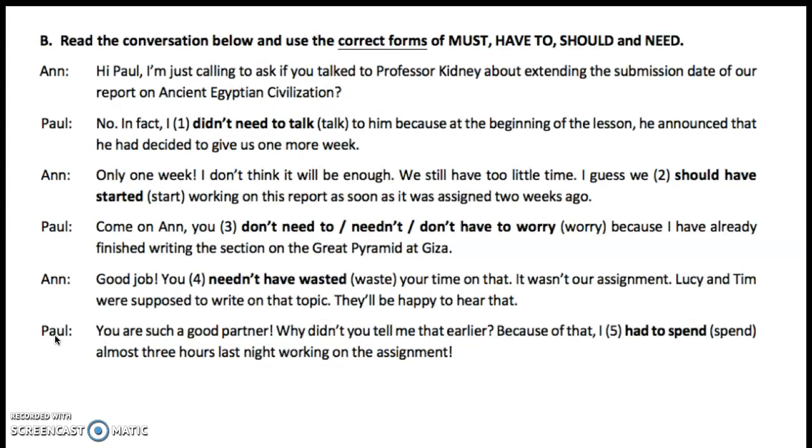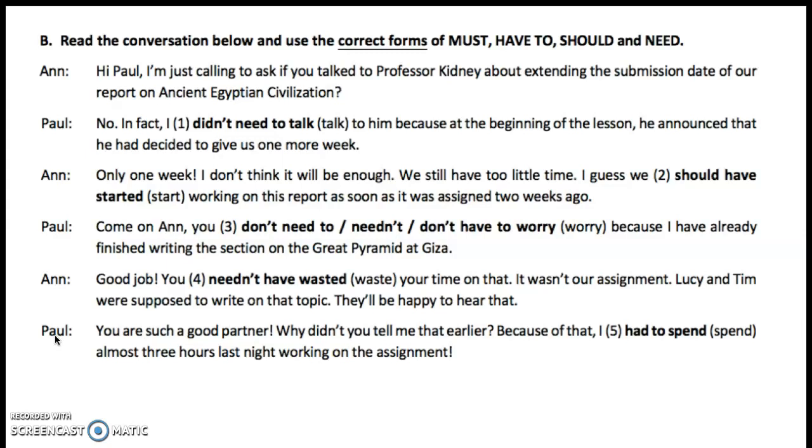Part B, question number 1. Didn't need to is an expression used to talk about something that was not necessary to be done in the past. Here, we learn that the professor has already extended the deadline, so it wasn't necessary for Anne to talk to him.